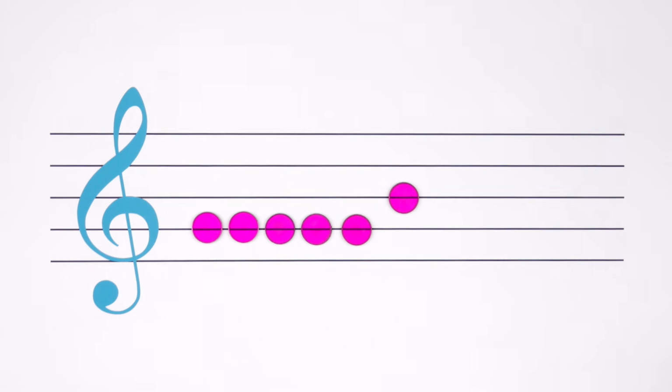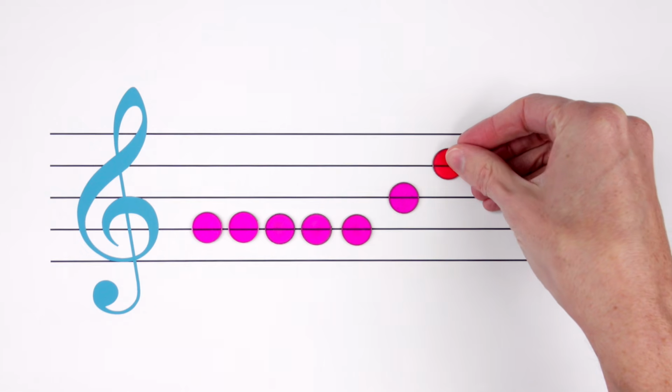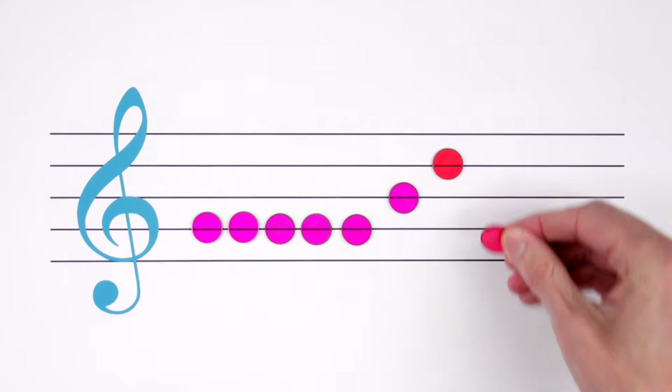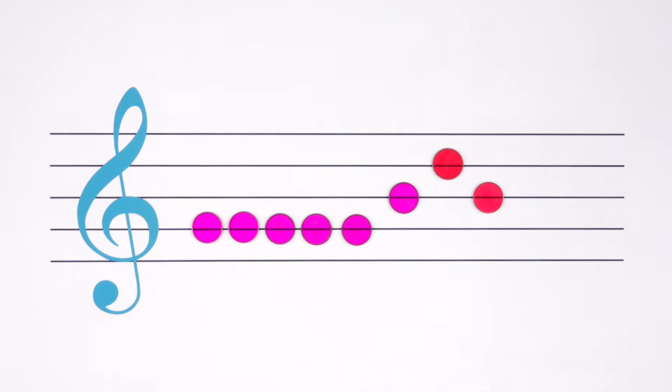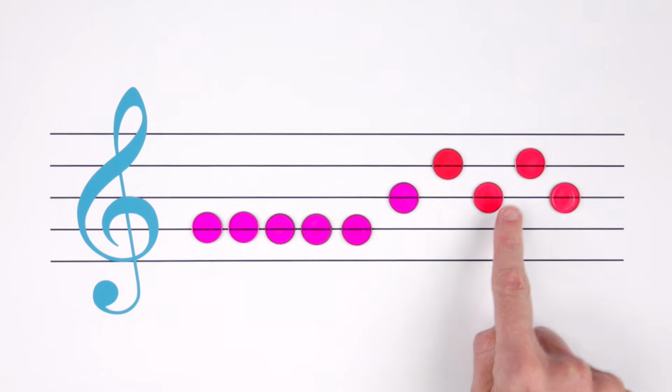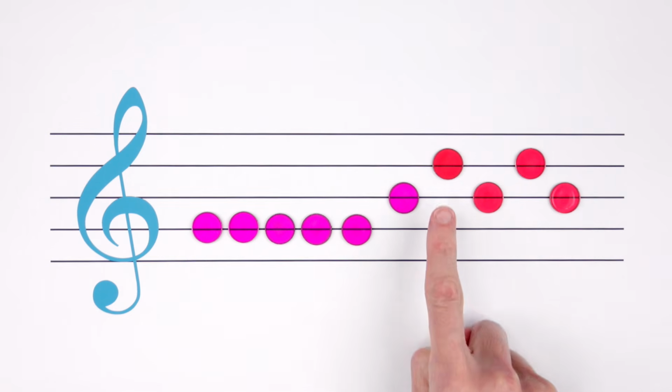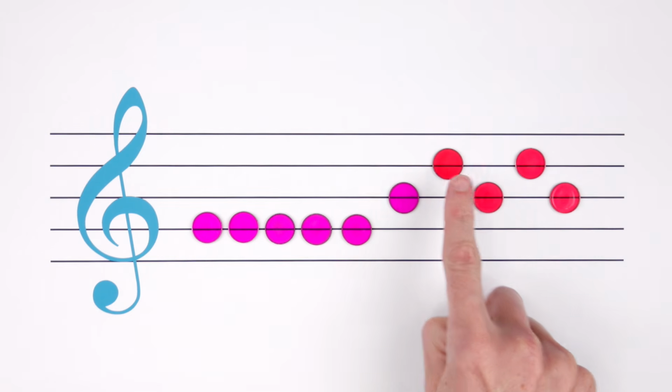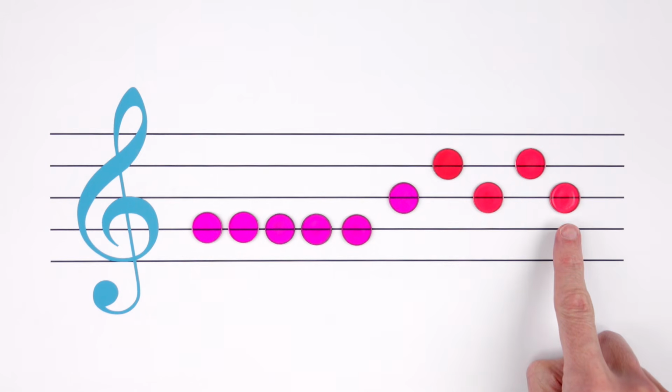Now the next part goes ba, ba, ba, ba. We skip up again to so. Then it skips back down to mi. Back up to so. Back down to mi. So, mi, so, mi. Can you point and sing that with me? Go. So, mi, so, mi.